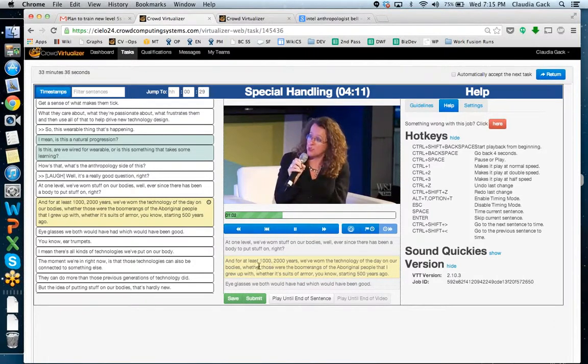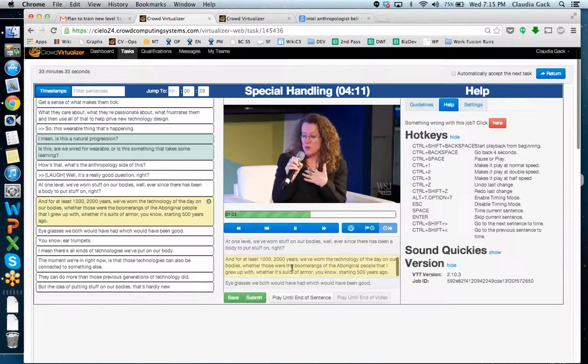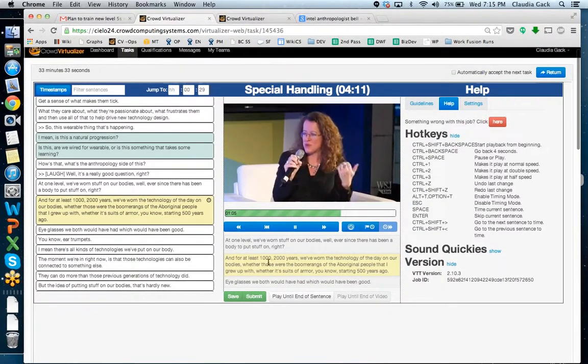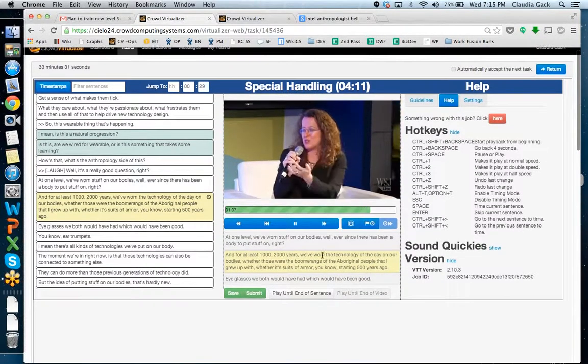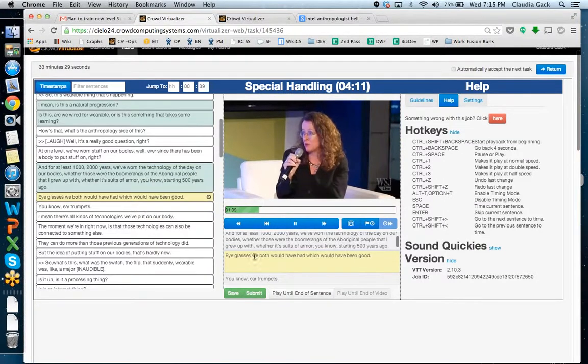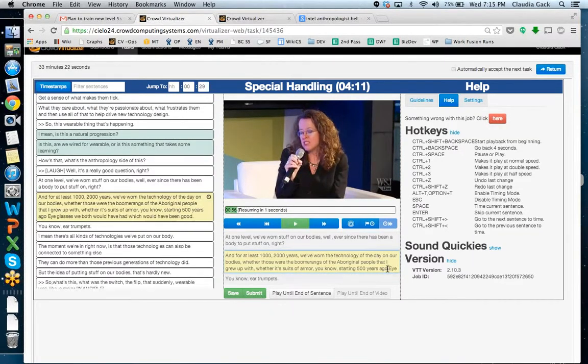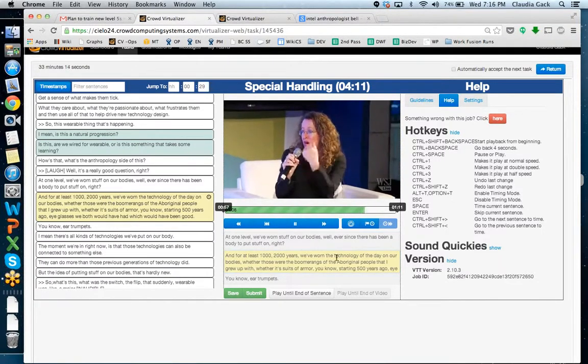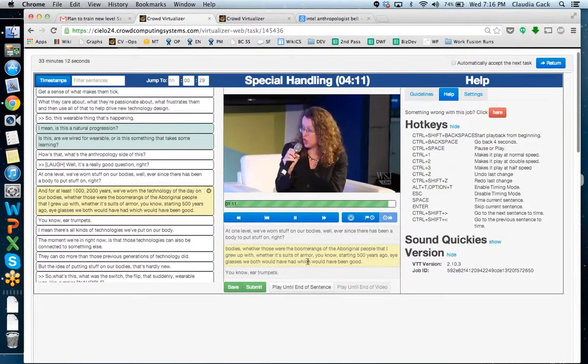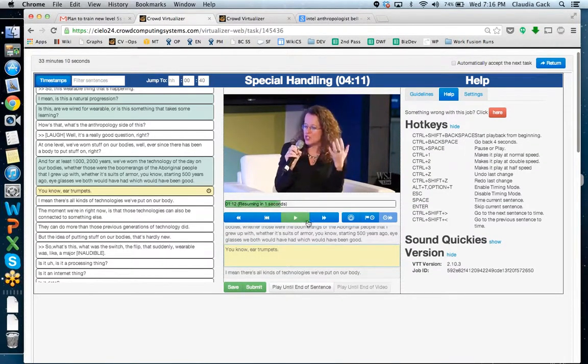Of the day on our bodies, whether those were the boomerangs of the Aboriginal people that I grew up with, whether it's suits of armor, starting 500 years ago, eyeglasses we both would have had, which would have been good, ear trumpets. So this also belongs, I believe, to that upper sentence. I would just separate it with a comma. For at least 1,000, 2,000 years, we've worn the technologies of the day on it. Starting 500 years ago, eyeglasses we both would have had, which would have been good, ear trumpets.